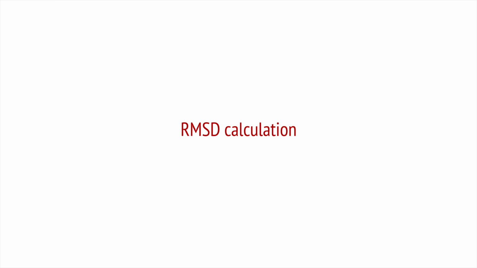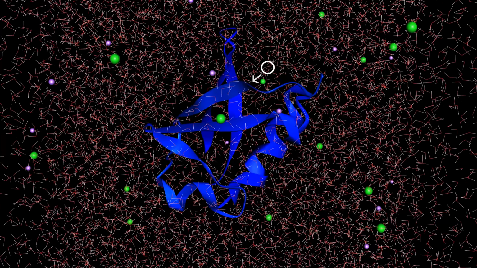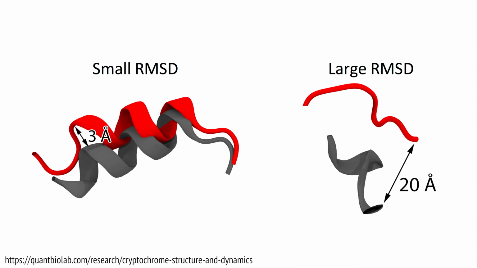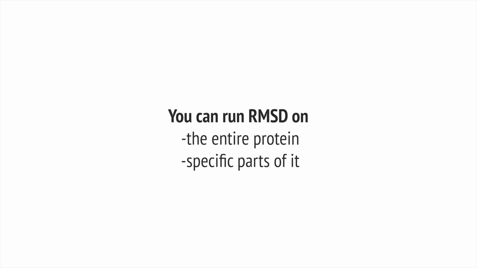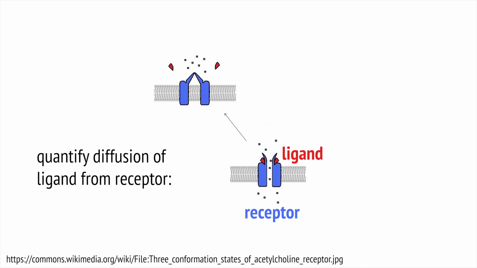A common analysis method is the root mean square deviation, or RMSD for short. The RMSD will tell you how far away from the starting position your atoms have moved during an MD simulation. A small RMSD means the structure is close to the starting configuration, while a large RMSD indicates that the structure has changed significantly. Note that it is possible to consider RMSD for the entire protein or some parts of it. This depends strongly on your actual problem of interest. For example, you can use RMSD to quantify diffusion of a loosely bound ligand away from the target receptor.